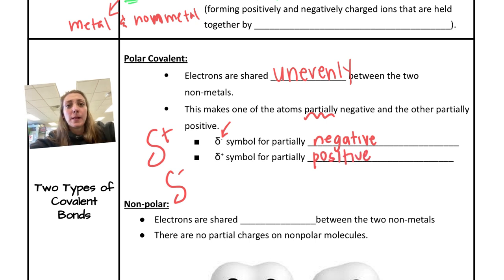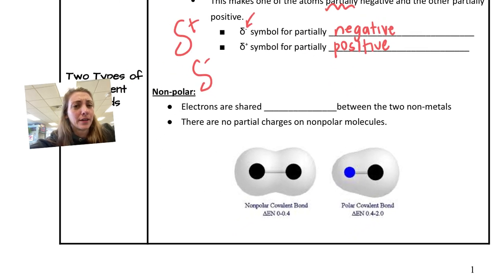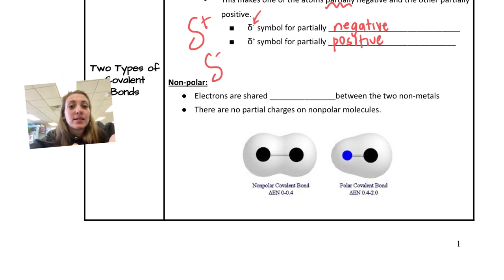For example, I'm going to scroll down to this picture here. This is a polar covalent bond over here, and we can't tell from this picture, but let's just pick one for now. Let's say that this one is the more negative side. It does appear that way, right? It looks like the electron cloud is maybe over there more, and this is the partial positive side.